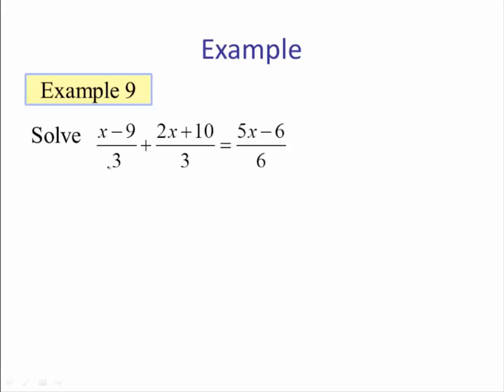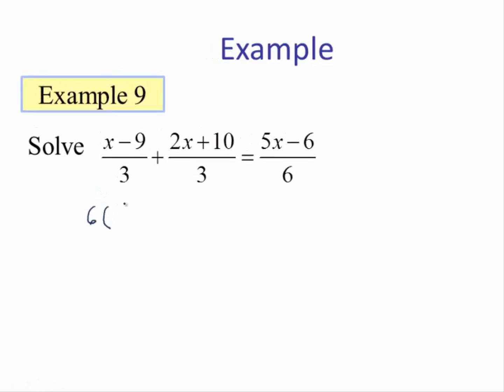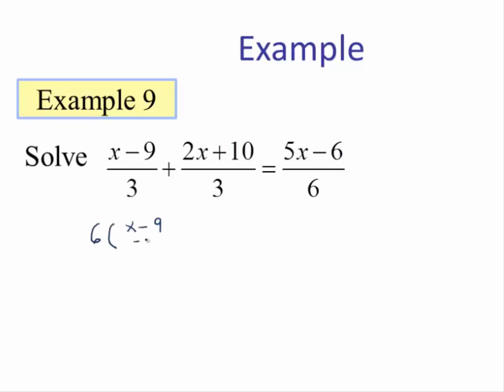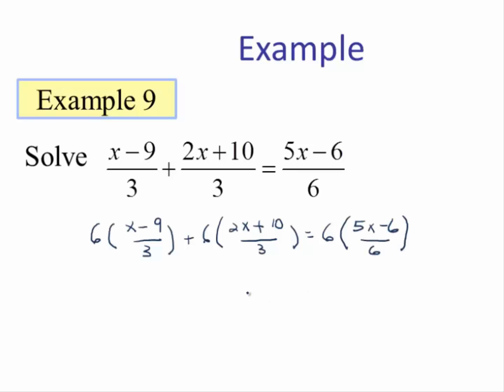Our last example, the first step we want to do is find the least common multiple of 3 and 6, and that turns out to be 6. So we're going to multiply 6 to every single term. And this will cancel out the fractions. So if we see here, we're multiplying by 6 and we're also dividing by 6, so these cancel.